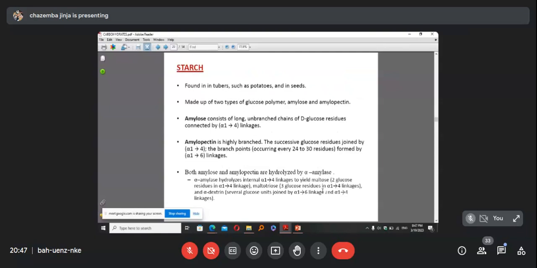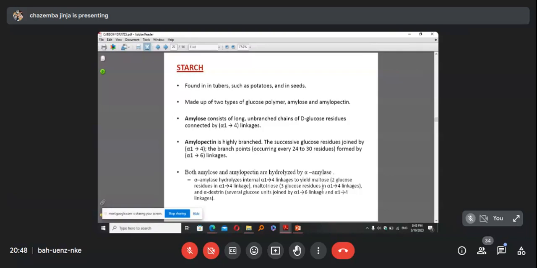Now, starch is found in tubers such as potatoes and in seeds. If you remember from your biology, starch is in 2 forms or 2 types. We have amylose and amylopectin. Amylose is the linear form of starch, which is long and unbranched, formed of D-glucose residues connected by alpha 1,4 linkages. That simply means carbon 1 of one glucose molecule to carbon 4 of the next glucose molecule. That's how amylose is, and it's unbranched, which simply means it's just one straight line, so to say.